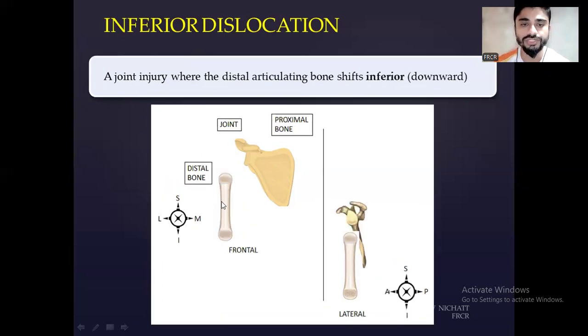Now coming to the inferior dislocation. So inferior dislocation, what happens? The humeral head slips out of the glenohumeral joint and slips inferiorly. So that is the reason we are labeling it as inferior dislocation, because the distal articulating bone has shifted inferiorly. Okay, on the lateral radiograph, you can see an open glenoid socket and the humeral head is displaced inferiorly. So this is known as inferior dislocation.